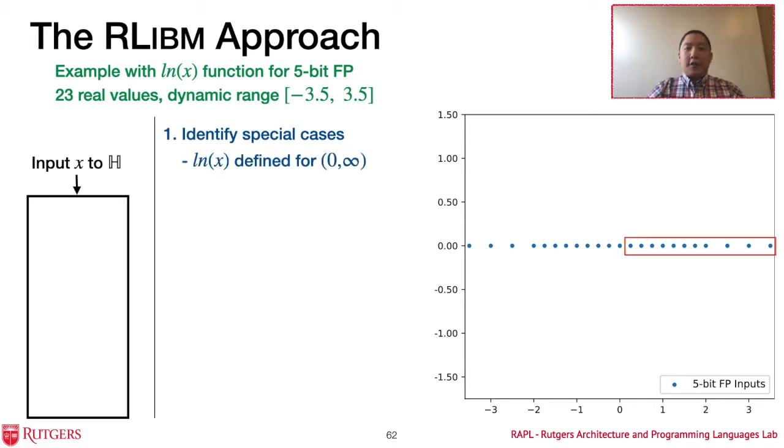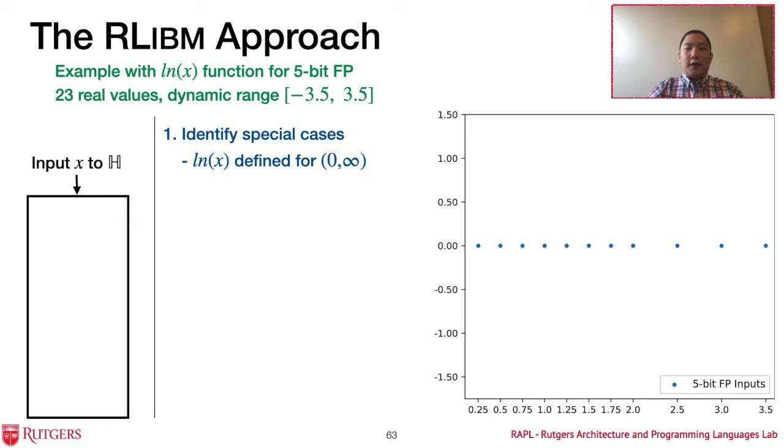The elementary function natural log of x is defined for inputs from 0 to infinity, not inclusive, so all inputs not in this range are considered special cases. If an input is a special case input, then we simply return what the result is supposed to be. Once the special case inputs are removed, we're left with 11 inputs ranging from 0.25 to 3.5.